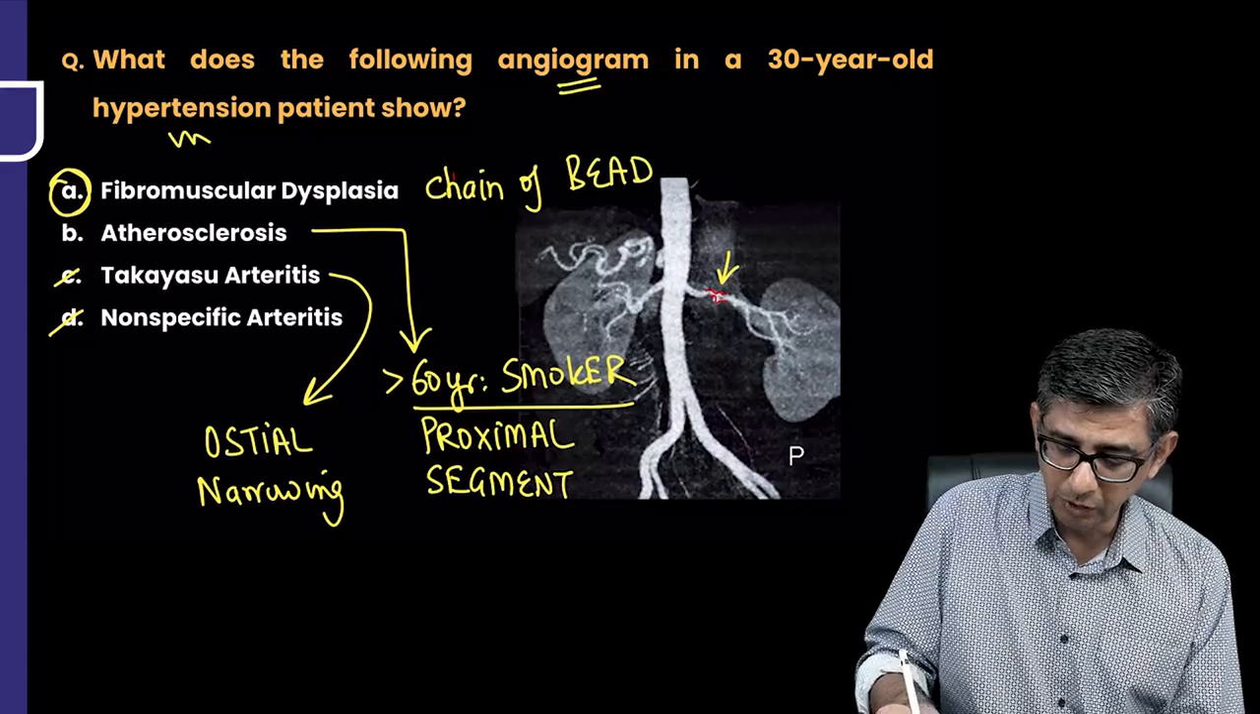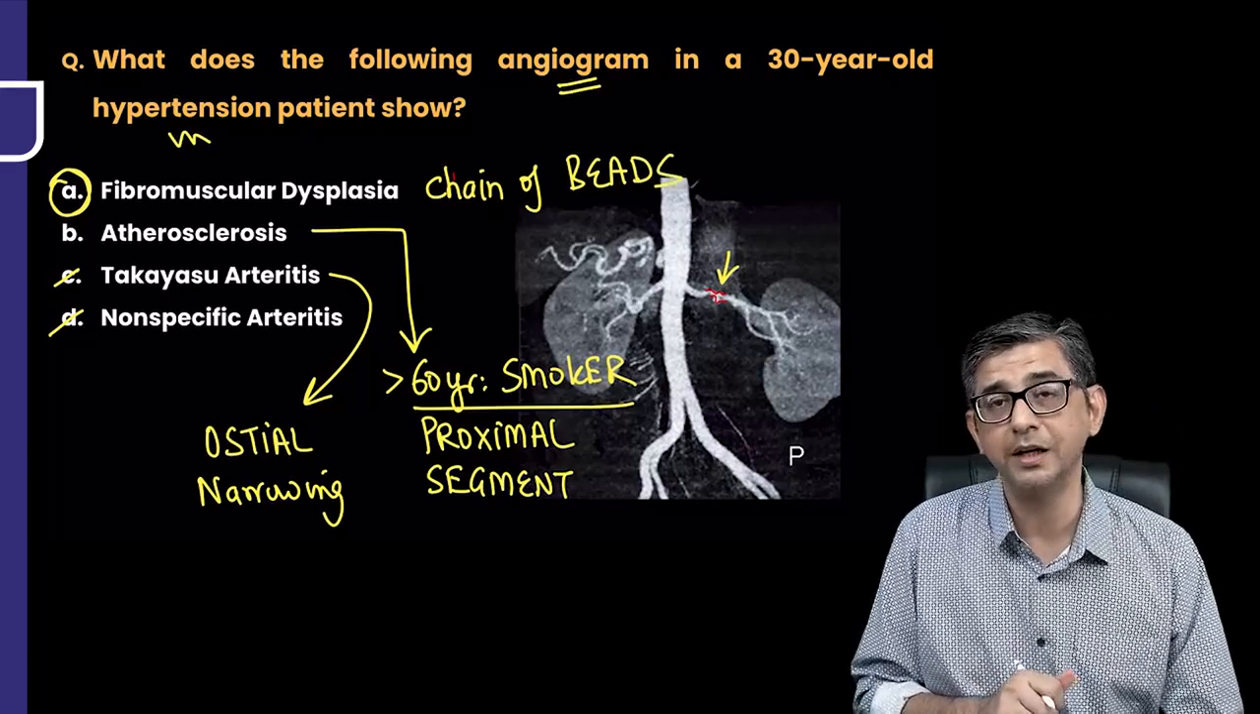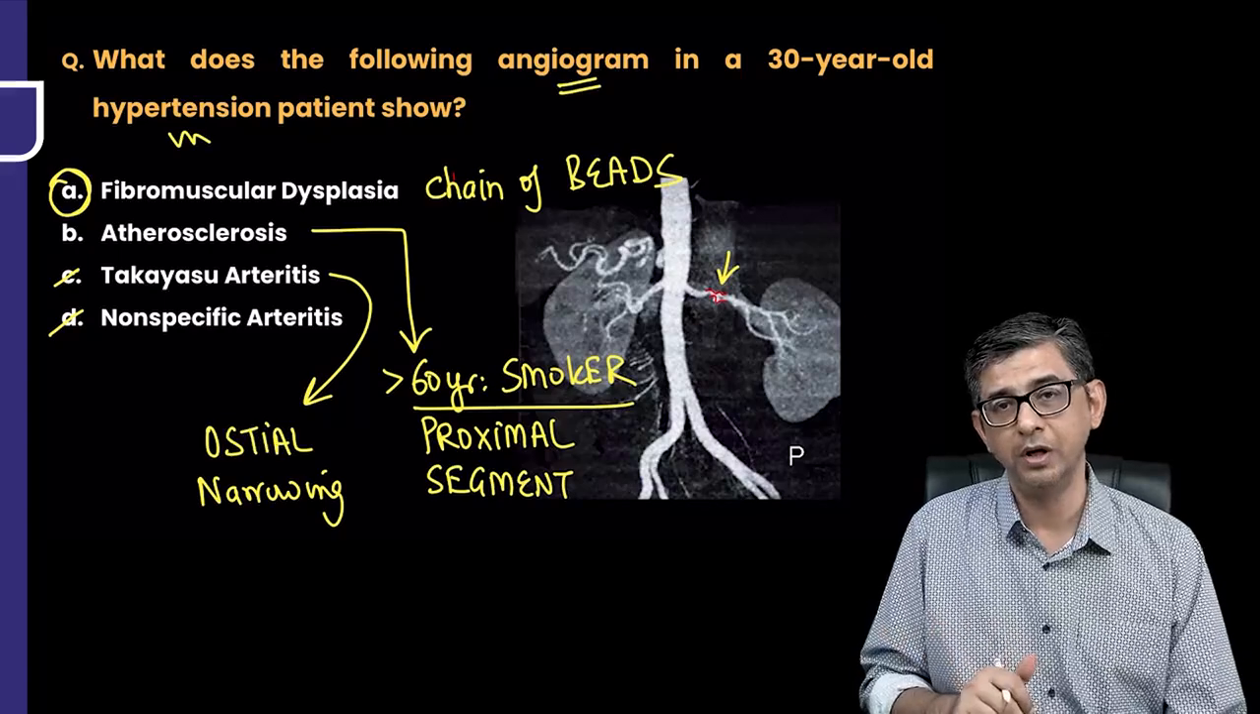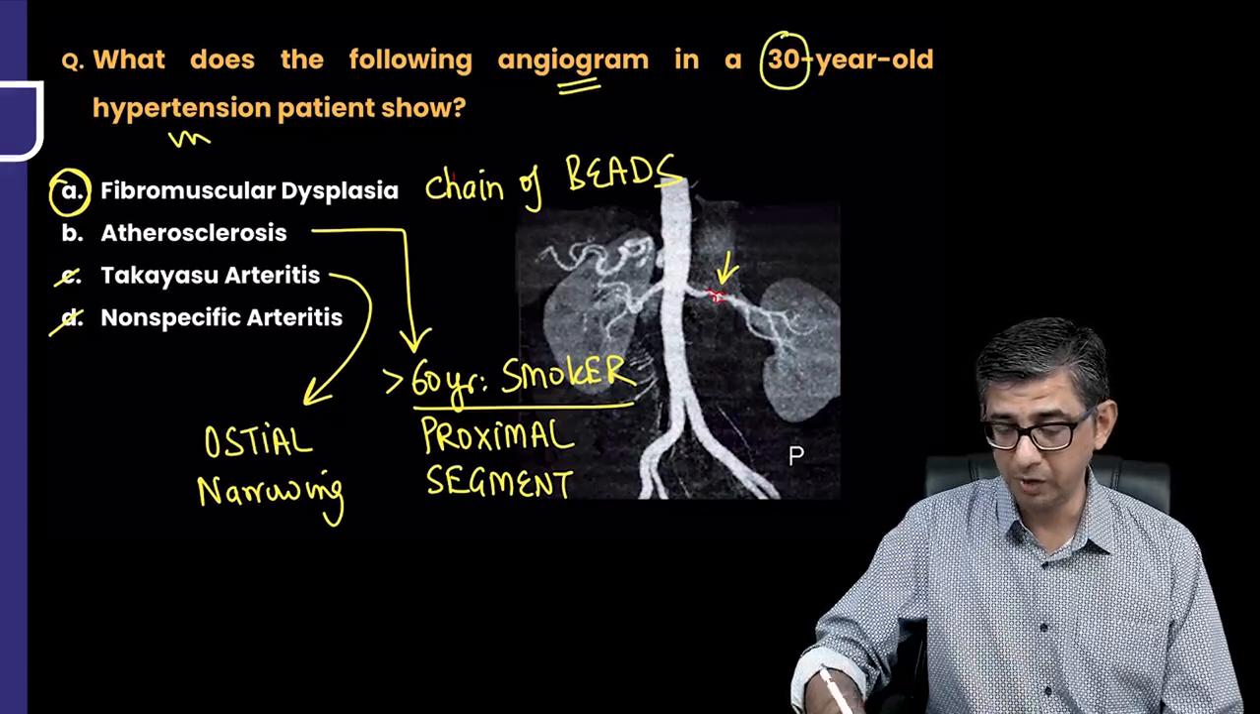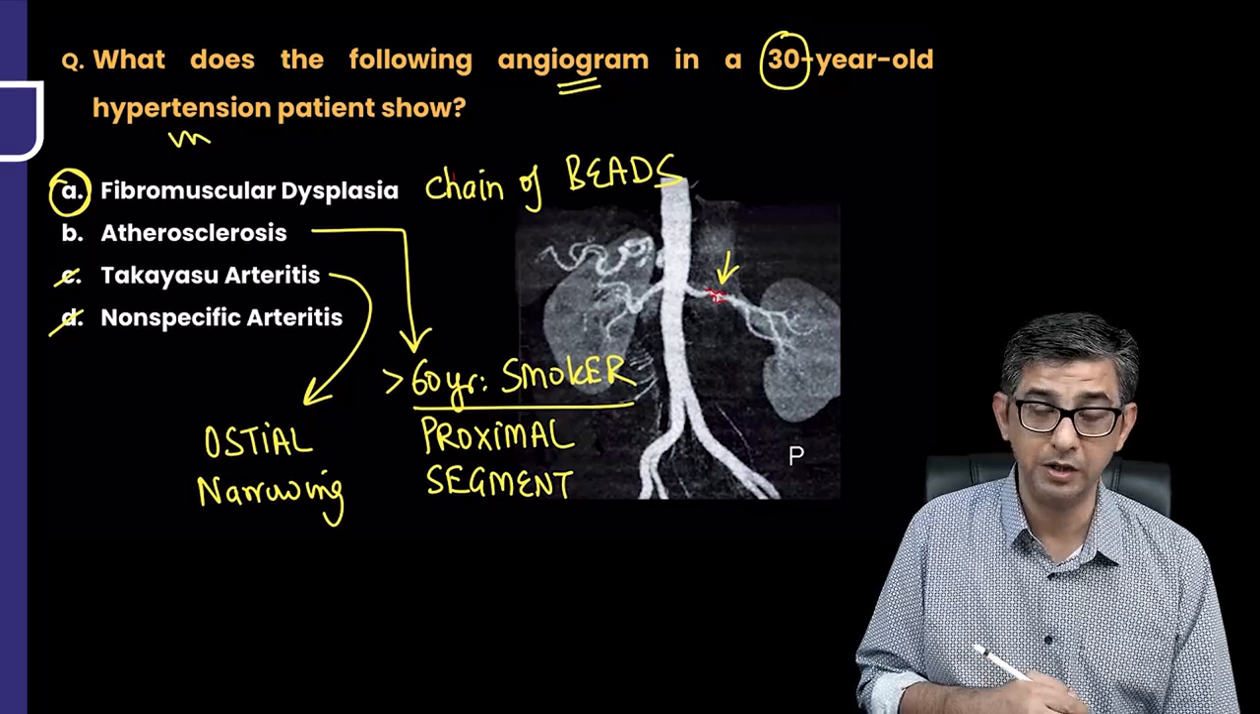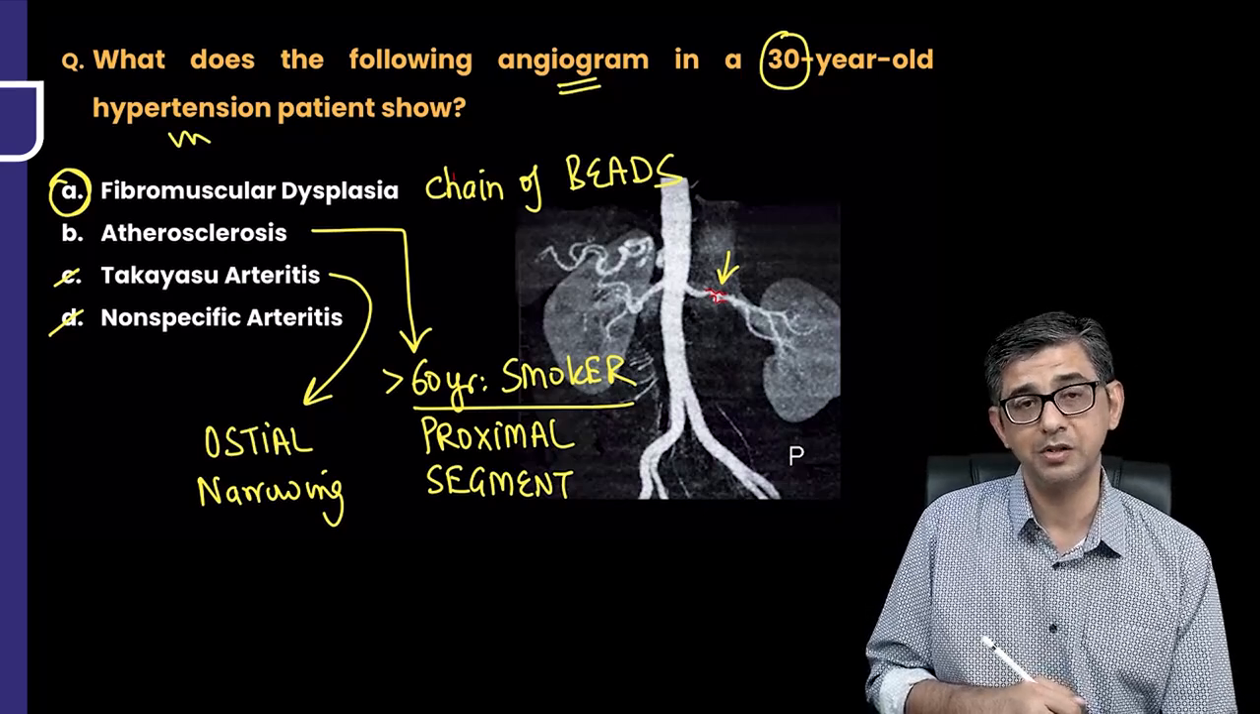In the exam it's not going to be very clear, distinct images, so I've deliberately kept this one so that you can pick up the age part, the hypertensive patient, and then pick up that he's trying to ask you about renal artery stenosis per se.